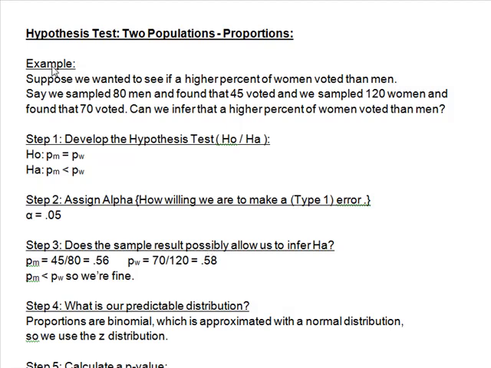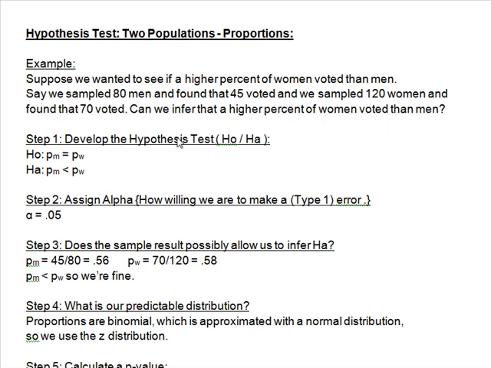Hi class, here's another hypothesis test example, this time two population proportions. Suppose we wanted to see if a higher percent of women voted than men. Say we sampled 80 men and found that 45 voted. We sampled 120 women and found that 70 voted. Can we infer that a higher percent of women voted than men?